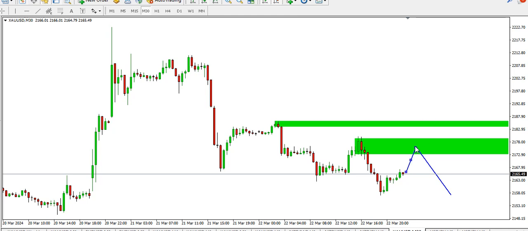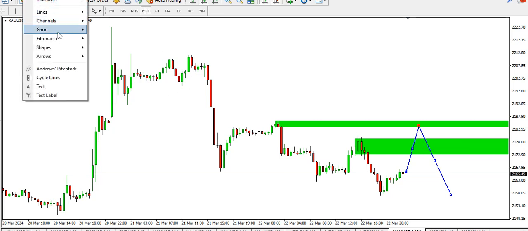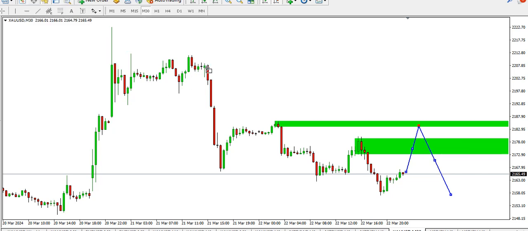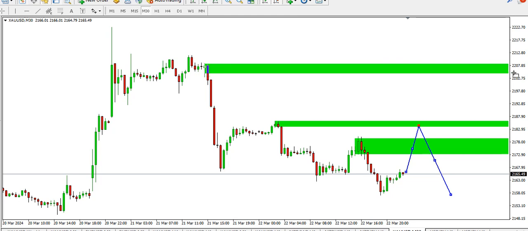If this fails and price goes up, you might see price move up to this point. Okay, so if that fails, we have the last order block on the 30 minutes time frame, which is somewhere around here. You may see price go to that point for us to have a double top.